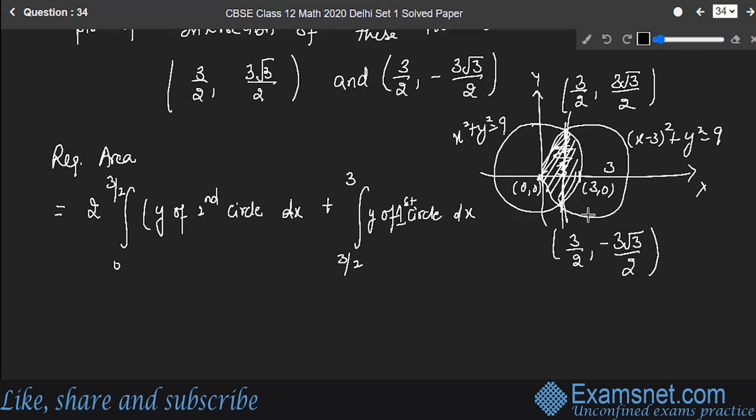Y of the second circle, this one, right? From 0 to 3 by 2. And y of the first circle from 3 by 2 to 3. Hope you got till here.